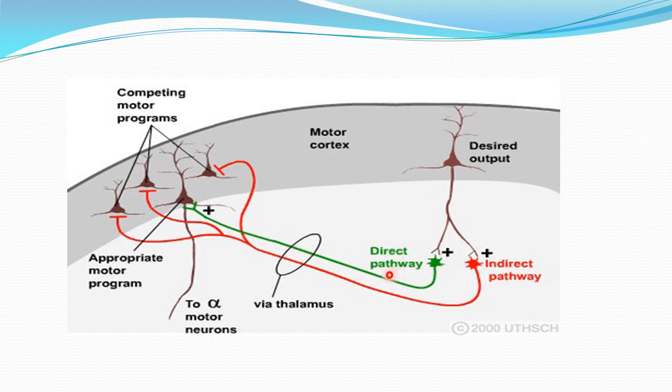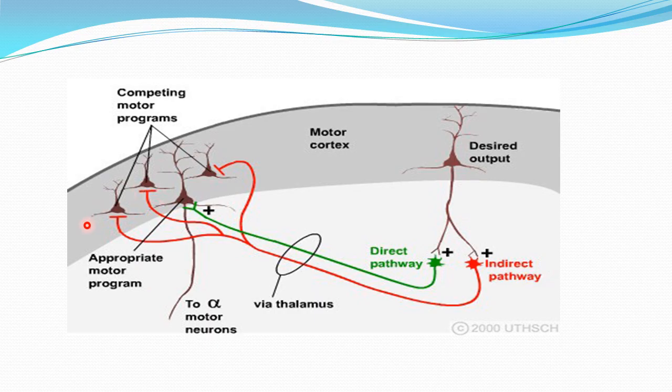All fibers from globus pallidus internus pass to the thalamus, known as pallidothalamic fibers. Indirect pathway. Here is the indirect pathway. From putamen passes to the globus pallidus externus, then to the subthalamus. From subthalamus again to the putamen, then putamen to the globus pallidus internus, then thalamus, then cortex.